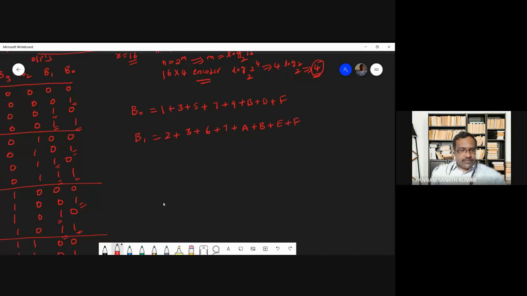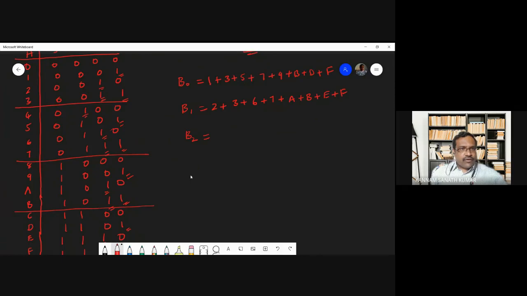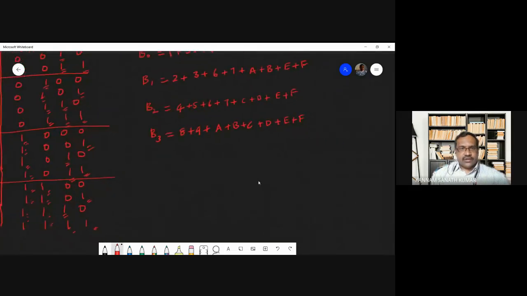Okay, and next for B2, so if you see the B2: 4 OR 5 OR 6 OR 7 OR C OR D OR E OR F. And B3: 8 OR 9 OR A OR B OR C OR D OR E OR F. Okay, so I got the expressions for all of them, B0, B1, B2, B3.